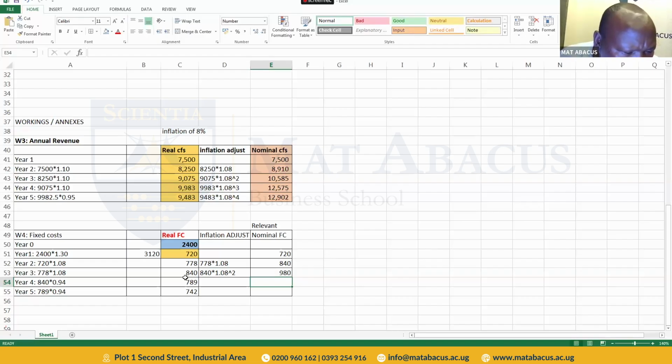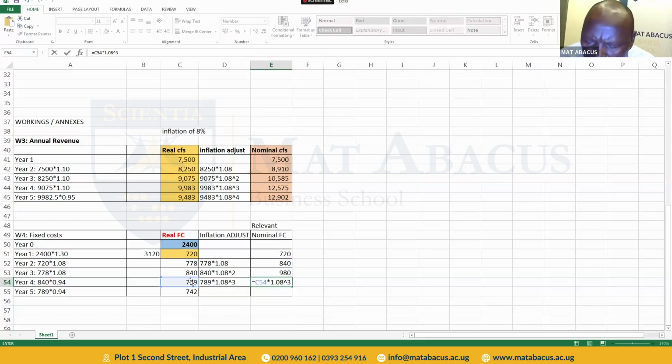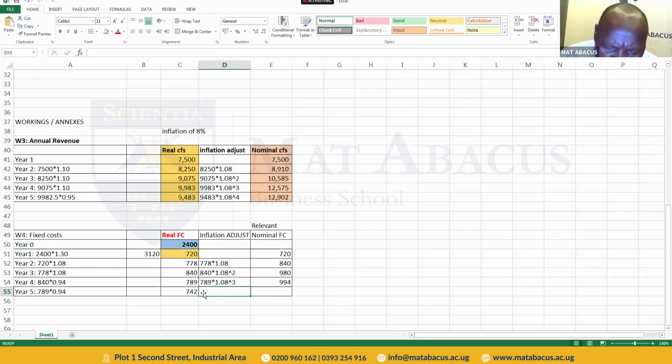And in year 3, year 4, I'm going to have 789. I will multiply it by 1.08 and raise it to the power of 3. And when I do that, I will have 789 times 1.08 to the power of 3. Yes, and when I do that, I get close to 994. Remember, I rounded off my figures. So here it will be 742.